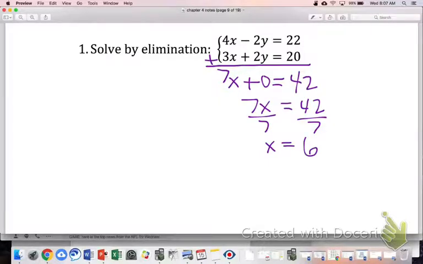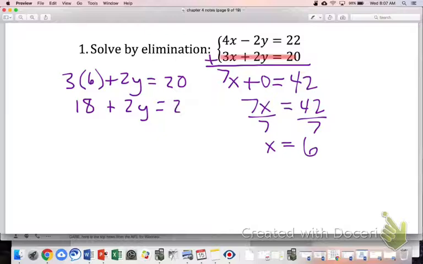I don't know that it's going to make a whole lot of difference as to which one I plug into. Maybe I'll plug into this one. Here's what that would look like. It would be 3 times 6 plus 2y equals 20. Taking the bottom equation, it would work in either one, and plugging in 6 for x, because I know that x is 6. A little bit of equation solving here. 18 plus 2y equals 20. Should I get rid of the 18 first or the 2 first? How do I get rid of the 18? Subtract the 18 from both sides.